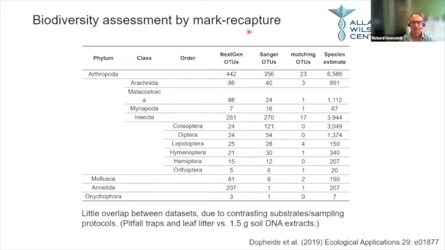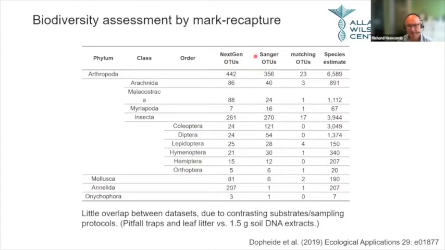One thing we did do, as a bit of fun, at the suggestion of Alexei Drummond, was to use mark recapture as a way of comparing our data sets. So we've got our next generation sequencing data from the soil and our Sanger sequencing of individual insects. You can see there's very little match between the two. One's from leaf litter and pitfall trap and the other from soil.